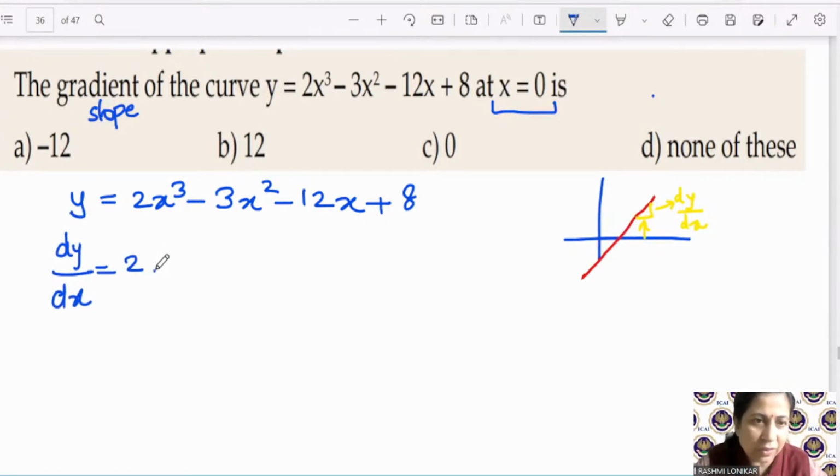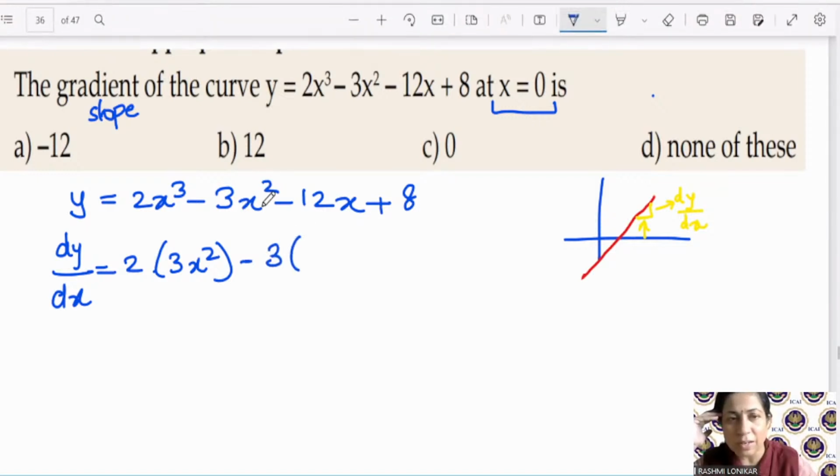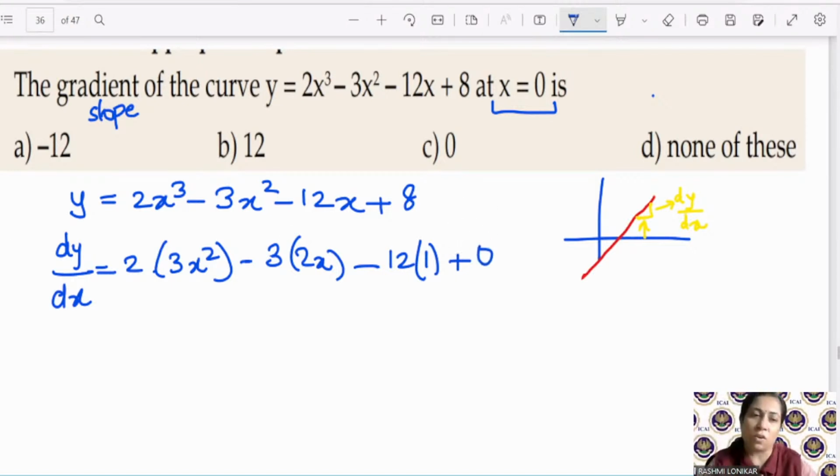What is the derivative of x cube? It is 3x square. We don't have to write down d of x cube upon dx, because I know the formula: the derivative of x raised to n is n x raised to n minus 1. So x cube gives 3x square, minus 3x square gives minus 6x, the derivative of x is 1, and the derivative of the constant 8 is 0. The derivative of a constant is always 0.